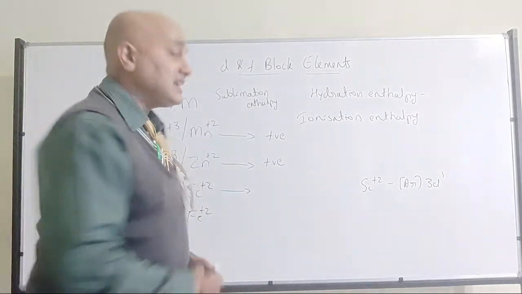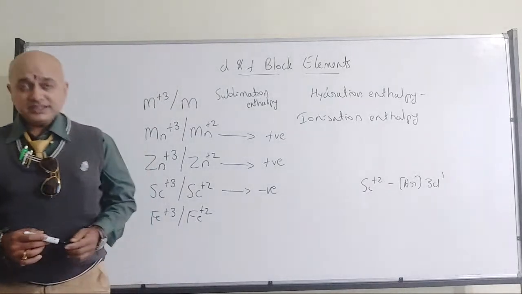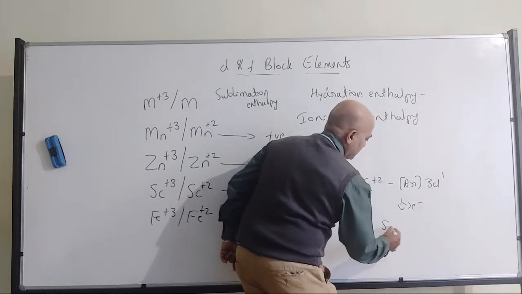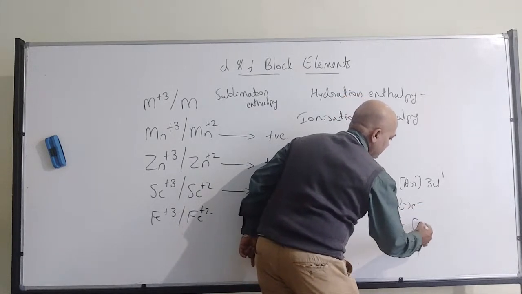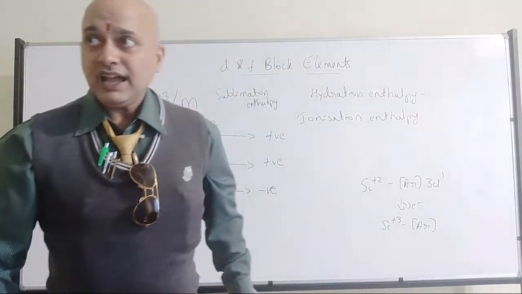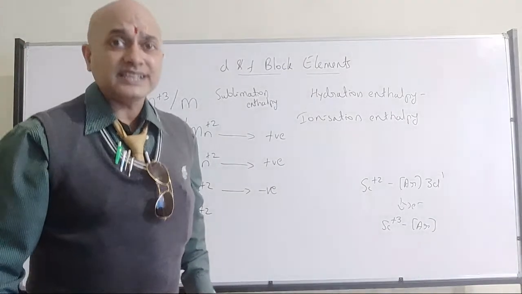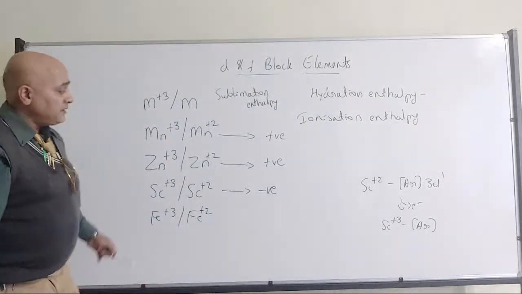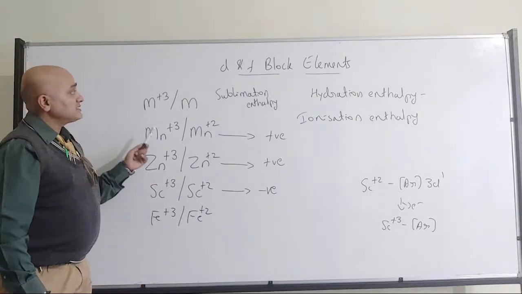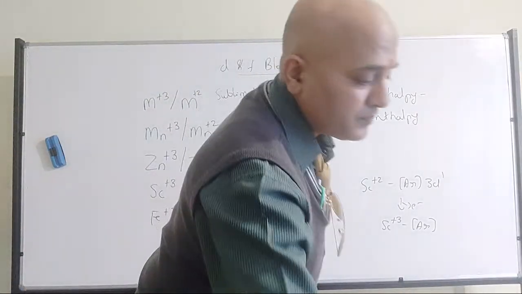So Ravikant, yes, it should have a high negative value. That is because once it loses another electron, that means scandium plus 3 will have the electronic configuration of argon, that is 3s2 3p6. So scandium will have the high negative value when it goes from plus 2 to plus 3.